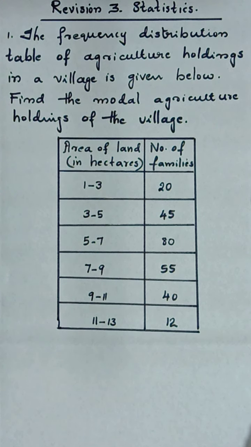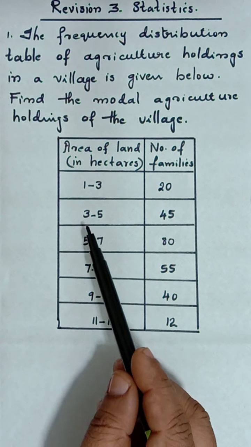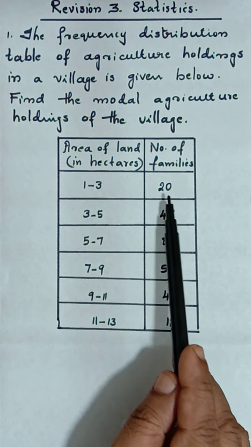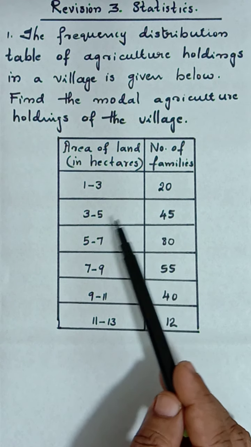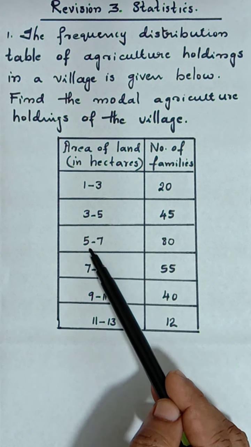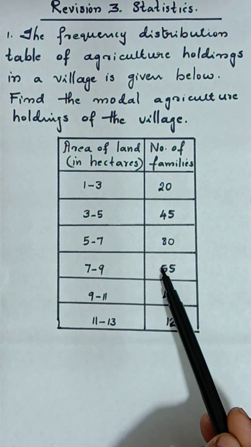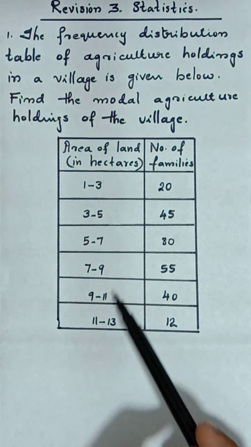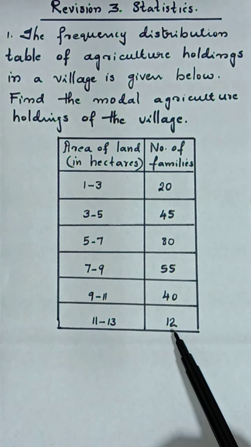The frequency distribution table of agriculture holdings in a village is given below. Find the modal agriculture holding of the village. Modal means mode, here we have to find out. The area of the land in hectares is given as classes: 1 to 3 hectares, number of families 20, this is the frequency. 3 to 5, 45. 5 to 7, 80. 7 to 9, 55. 9 to 11, 40. 11 to 13, 12. It's a continuous class and frequencies are also given to us.